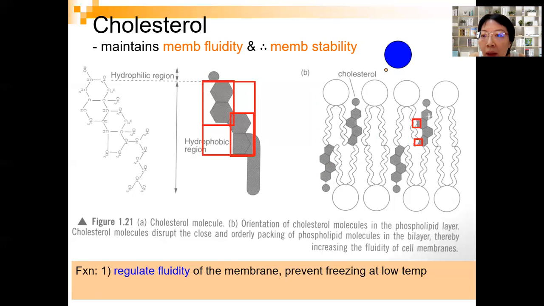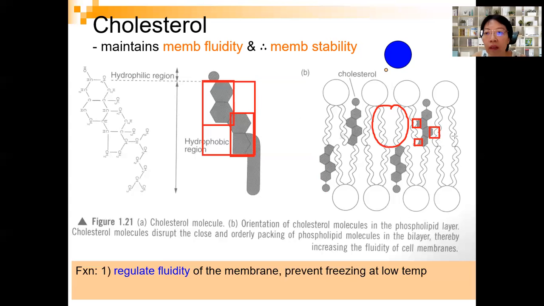Whereas this part here can form hydrophobic interaction with another fatty acid tail. So therefore it will try to space out the neighboring fatty acid tails to reduce the hydrophobic interaction, but it will still be holding the fatty acid tails together at certain locations. So it prevents the entire length of the fatty acid tail from forming hydrophobic interaction, but it will still hold the fatty acid tails at a certain location.